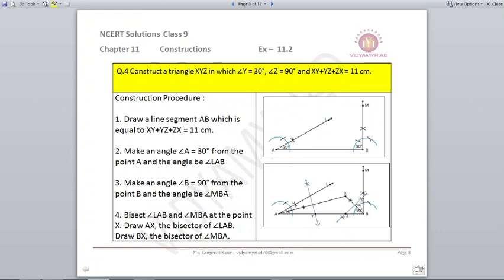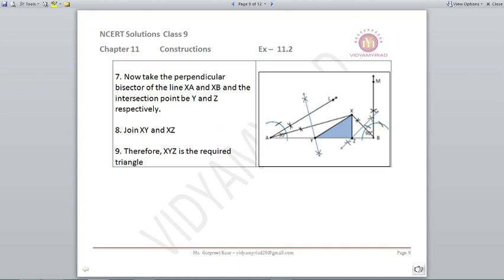Now after this you will take the line XA. Let me show you. You will take the line XA and draw again the perpendicular bisector of XA. Let it cross the line AB. Name it as Y. Again take XB, and draw the perpendicular bisector. Wherever that line meets AB, mark it as Z. So X point you already have and Y and Z you have formed with the perpendicular bisectors, and thus we have got the triangle XYZ.